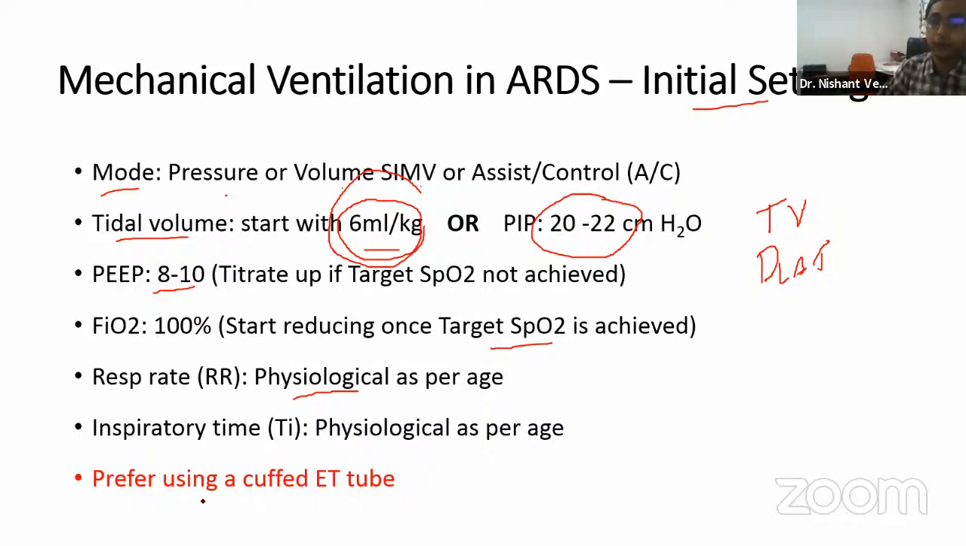Prefer using a cuffed ET tube because leak would be minimum if you use a cuffed tube. So always try to have cuffed ET tube. Cuffed ET tubes सारे sizes में now available हैं. You can use them. For older children, it is easily available. For younger children, it is a bit expensive. If you can get them, then prefer using a cuffed ET tube because the chances of air leak would be minimum.